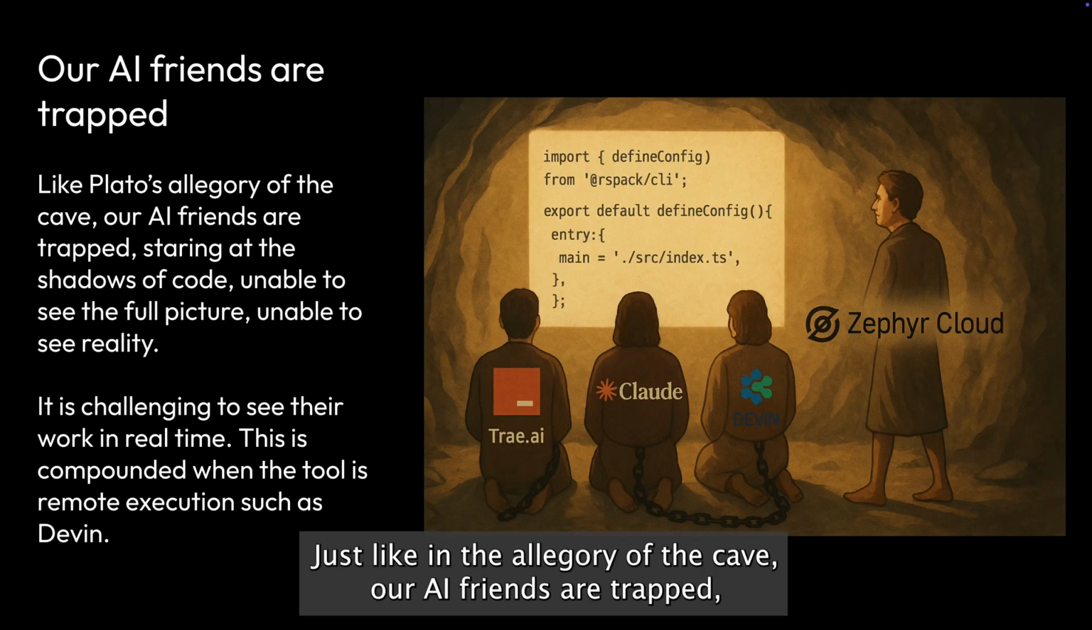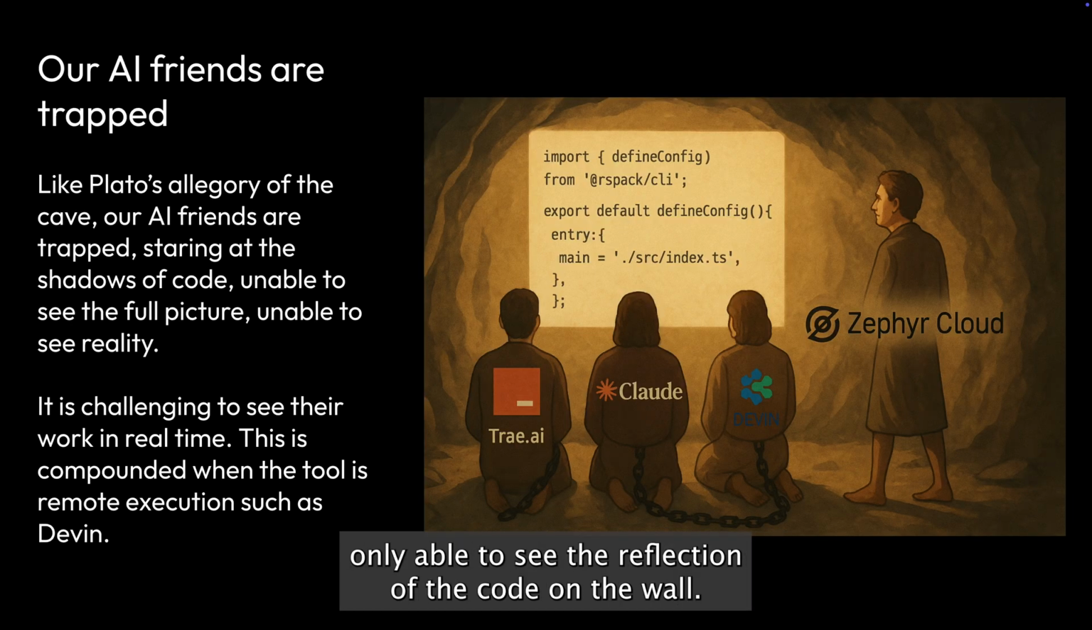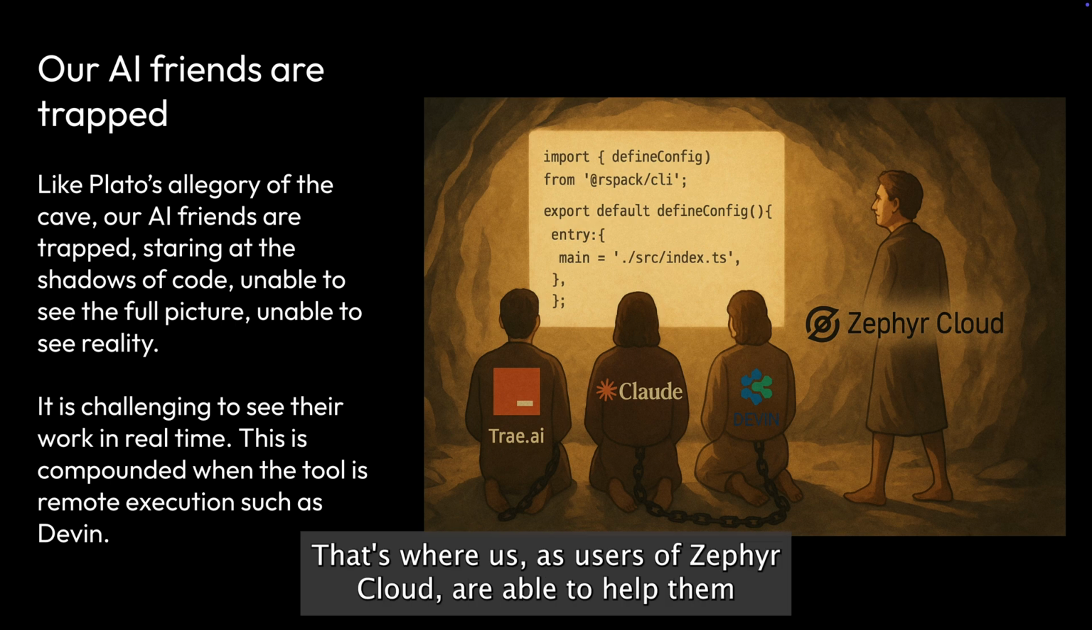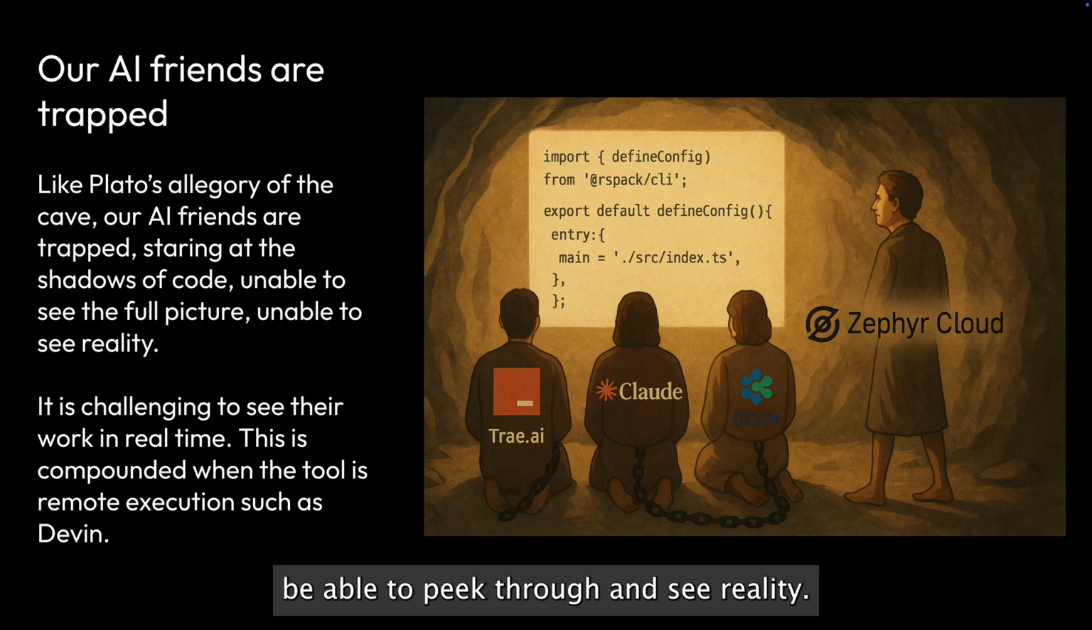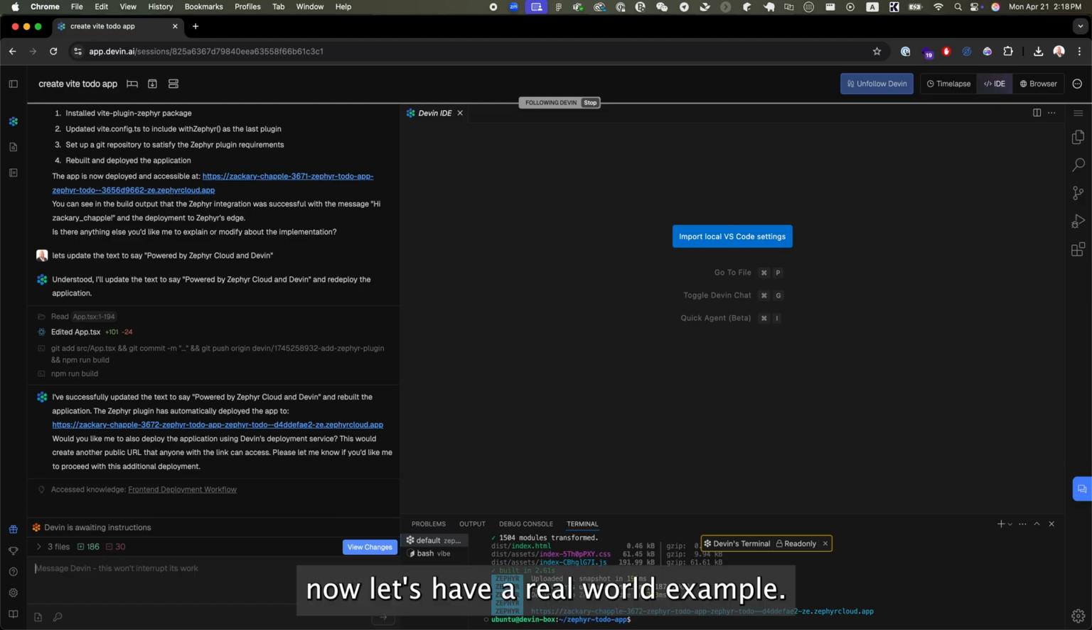Enter Zephyr Cloud. Just like in the allegory of the cave, our AI friends are trapped, only able to see the reflection of the code on the wall. They are unable to see the whole picture. That's where us as users of Zephyr Cloud are able to help them peek through and see reality. So now let's have a real world example.